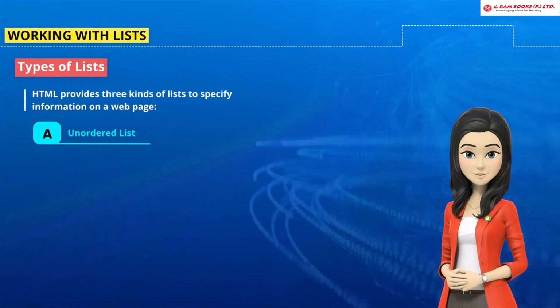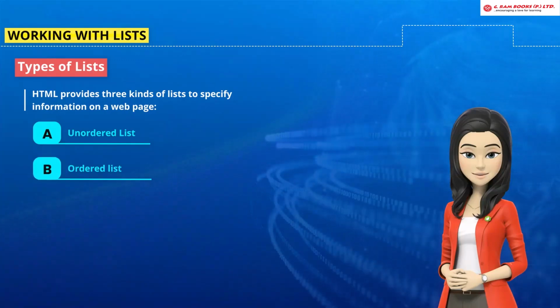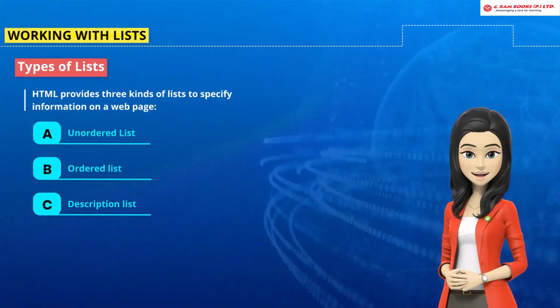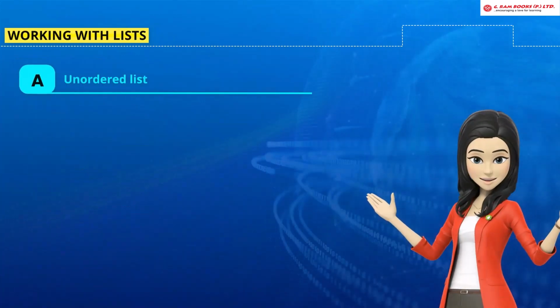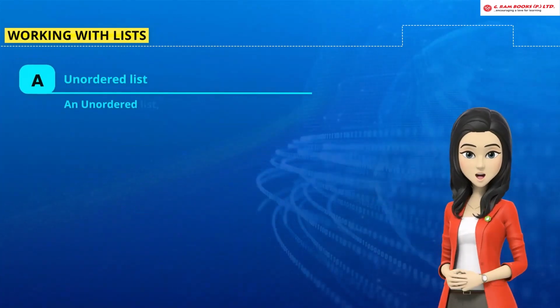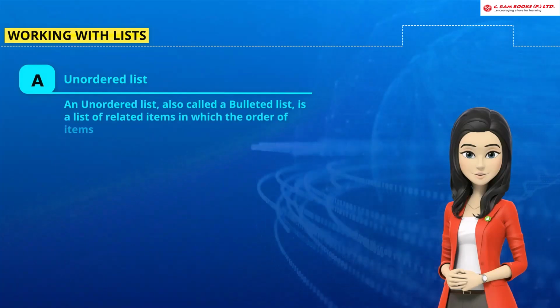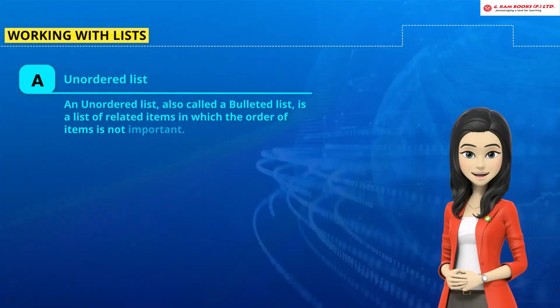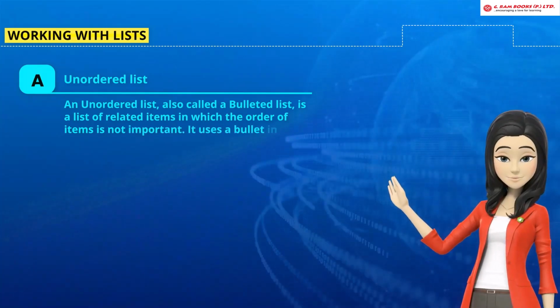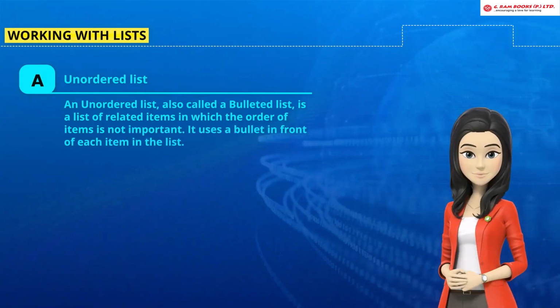Types of lists. HTML provides three kinds of lists to specify information on a web page: A, unordered list; B, ordered list; C, description list. Unordered list. An unordered list, also called a bulleted list, is a list of related items in which the order of items is not important. It uses a bullet in front of each item in the list.